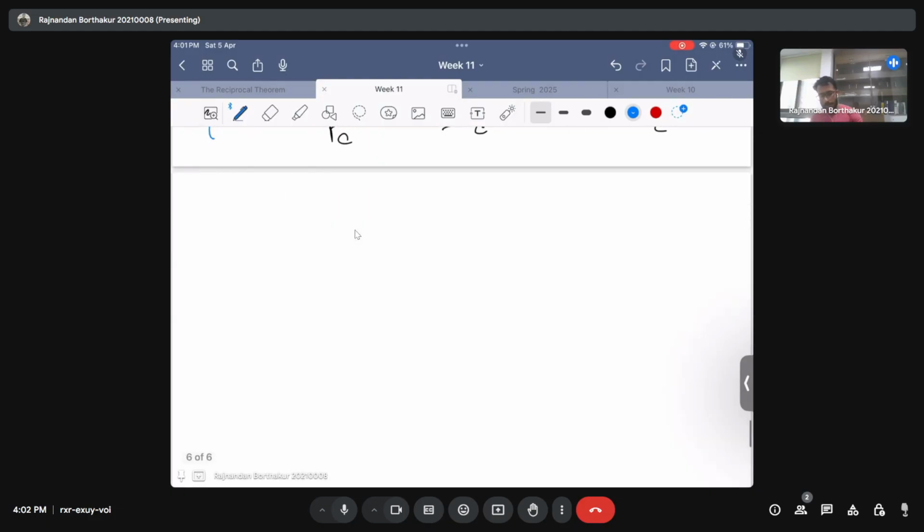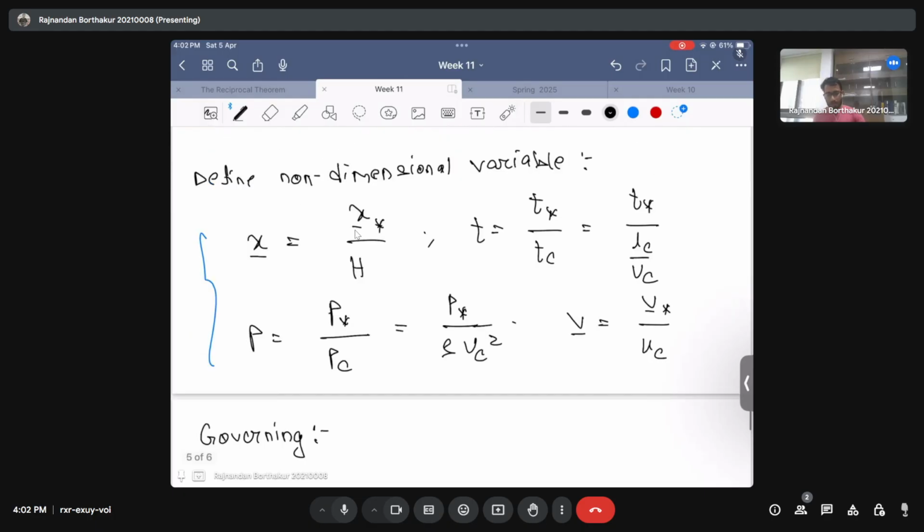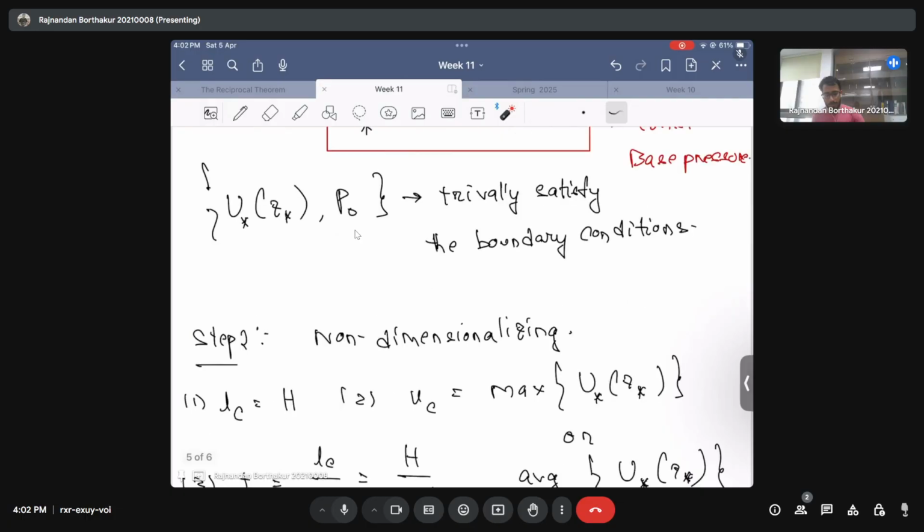Once you define the non-dimensional variables, the governing equations now simplify. What you need to do is very simple. We have done this multiple times. Just substitute these non-dimensional variables into the dimensional equations.